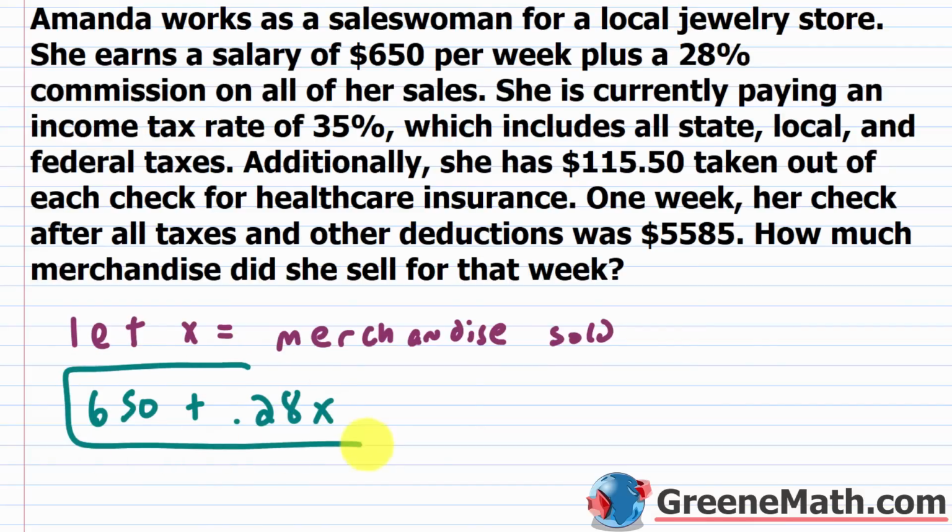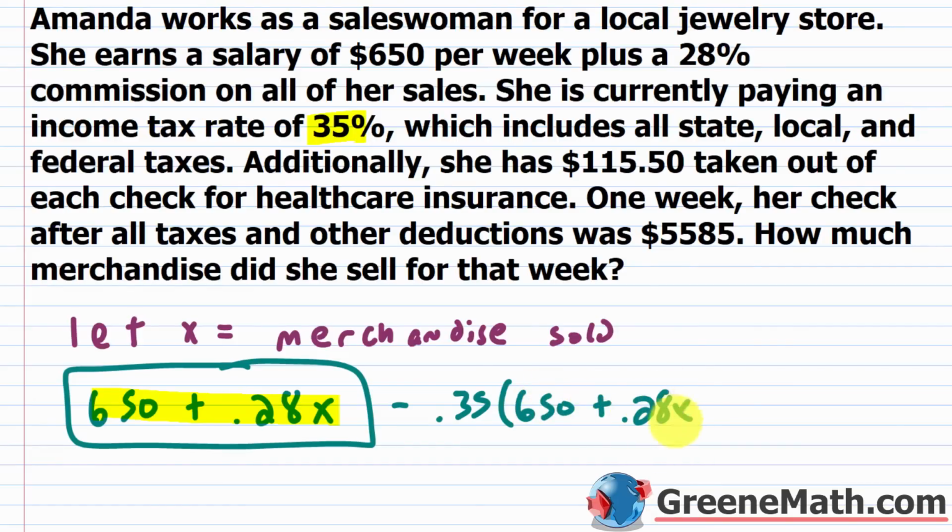So this right here would be her gross paycheck, or her paycheck that she would get if there were no taxes or deductions or anything like that. But unfortunately, we live in a world where you have to pay taxes and all this other stuff. So what else is coming out? Well, it tells us she has an income tax rate of 35%. Well, 35% of what? Well, 35% of this. This is what she earns before any taxes are taken out. So let's subtract away, I'm going to say 0.35 times this quantity. This quantity is 650 and then plus 0.28x. So this would be the taxes she's going to pay.